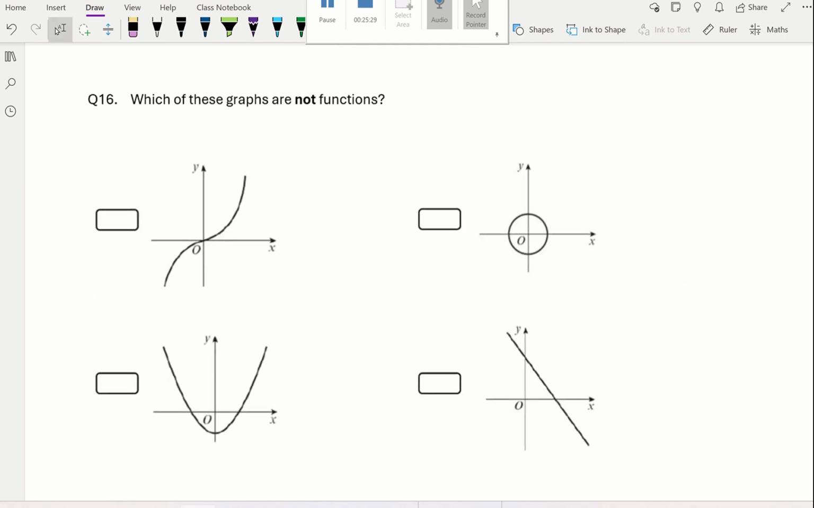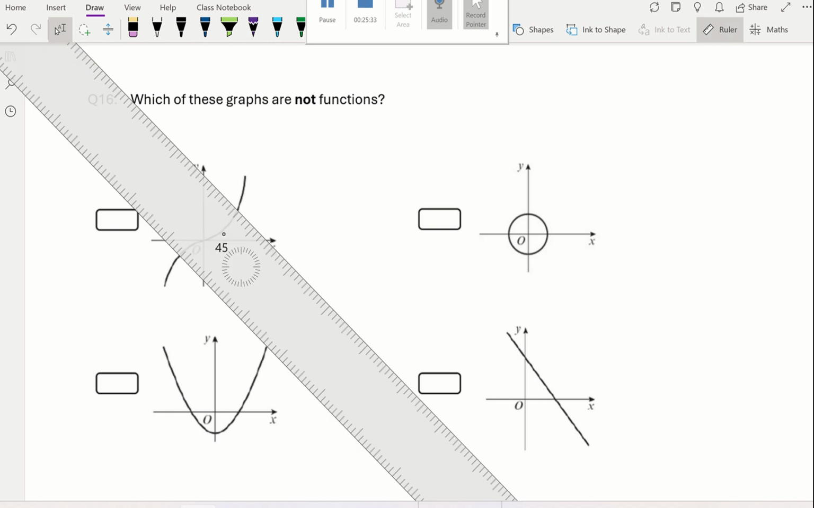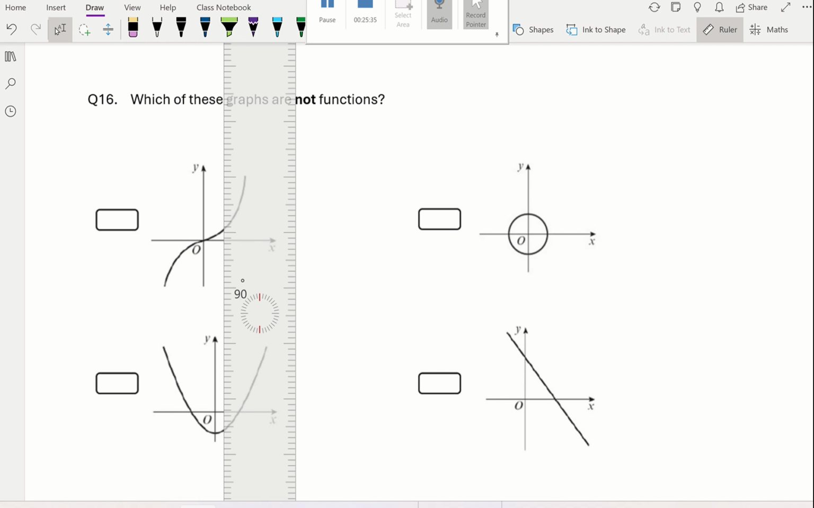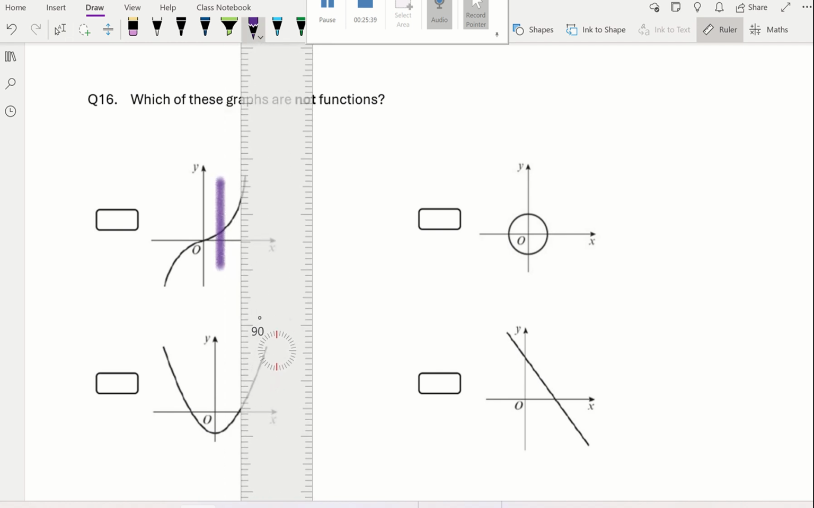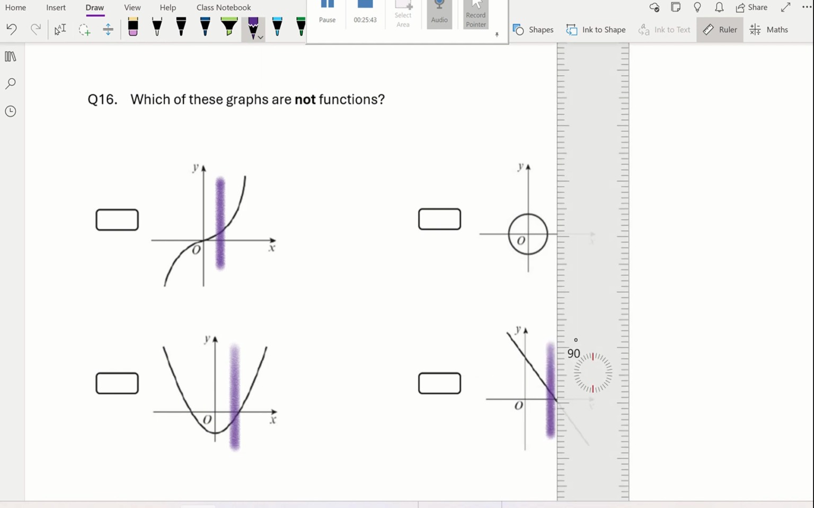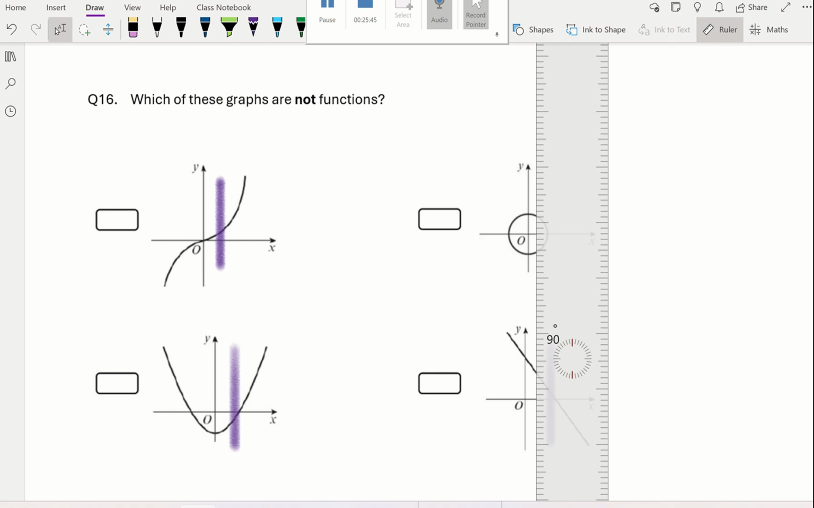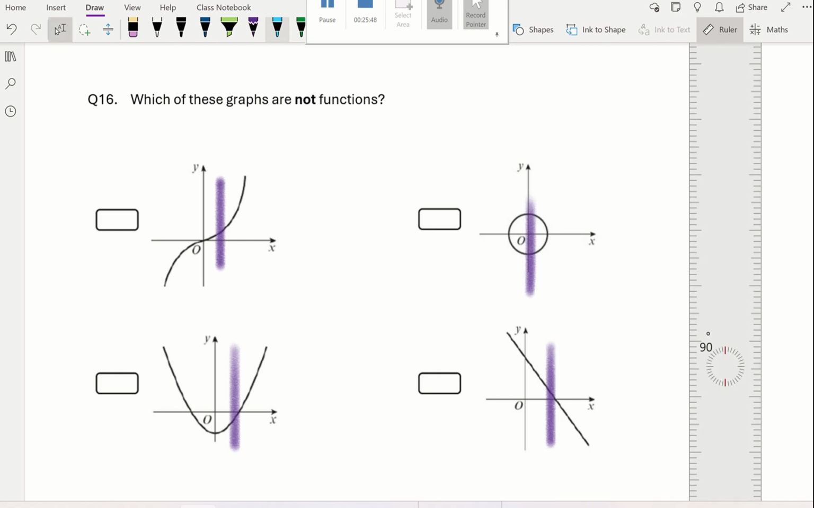Which of these graphs is not a function? You need to use the vertical line test. So this cuts in one place, cuts in one place, cuts in one place, cuts twice. That is not a function. So if it cuts twice, not a function.